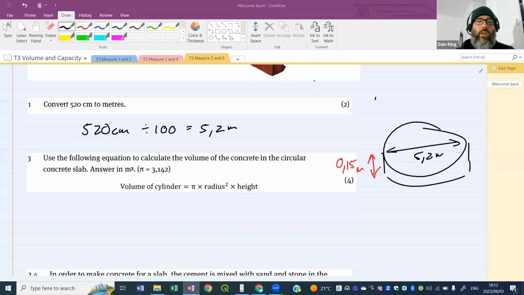Tando, we're going to use this formula here for volume of a cylinder. Pi times radius squared times height. So they say use this formula for volume of a cylinder. All right, there it is there on the screen.